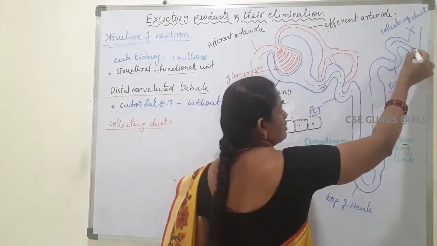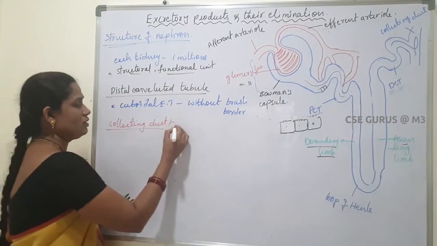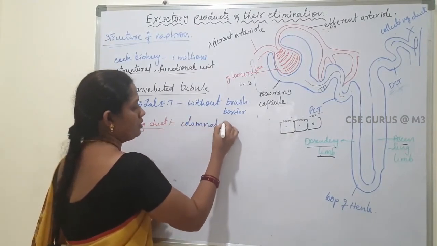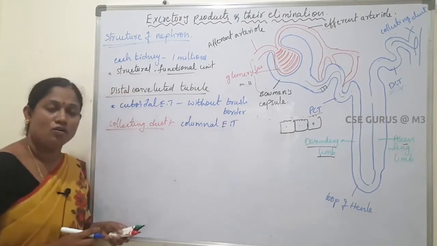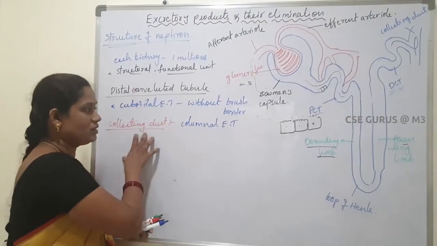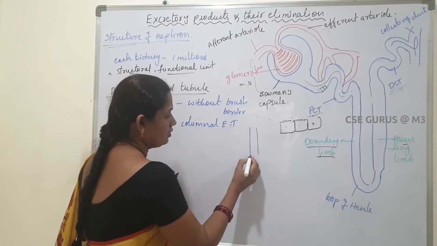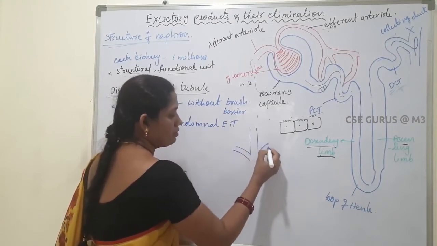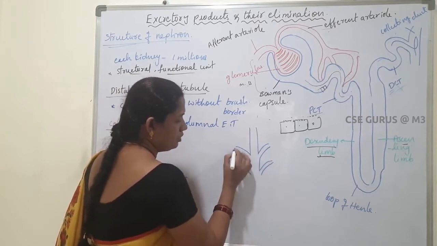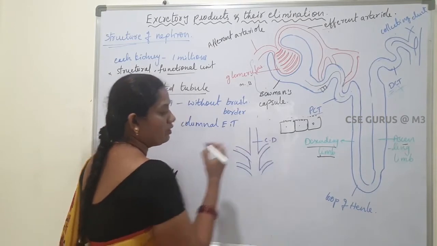This distal convoluted tubule opens into the collecting duct. The collecting duct is lined by columnar epithelial tissue. So for example, here this is one nephron, and here is one more nephron. All the distal convoluted tubules open into the collecting duct.